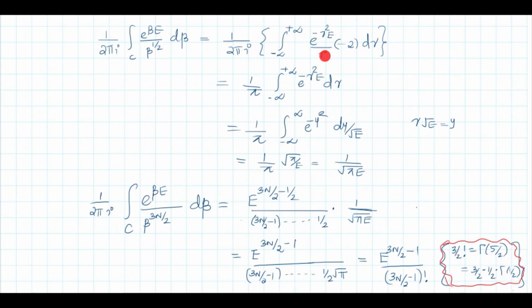2i multiplied with this i will give you minus 2. That will cancel with this minus 2. So 1 by pi integral minus infinity to infinity e raised to minus gamma square e d gamma. 1 by pi integral minus infinity to infinity e raised to minus y square. By putting gamma root e equal to y, this becomes e raised to minus y square dy by root e. e raised to minus y square dy from minus infinity to infinity is nothing but root pi. There is a root e in the denominator, so that becomes root pi by e. This pi and this root pi will cancel and you will get 1 by root pi e.